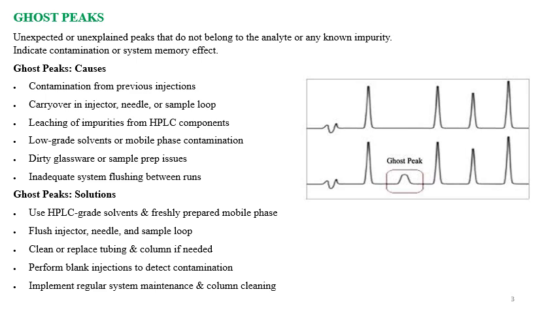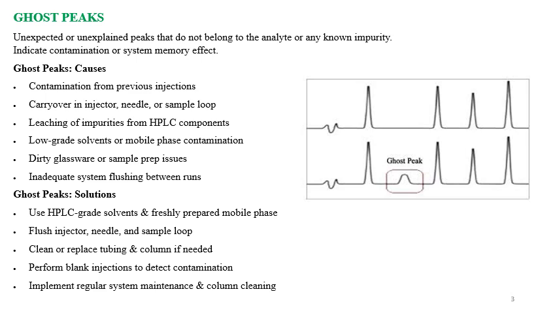Ghost peak causes are contamination from previous injections. There may be some contamination coming through, and it is observed as a ghost peak. Carryover in the injector, needle, or sample loop, leaching of impurities from HPLC components, dirty glassware or sample preparation issues, low-grade solvents or mobile phase contamination may lead to the appearance of ghost peaks. Then inadequate system flushing between runs will lead to carryover effect and some contamination, which will lead to the appearance of the ghost peak.